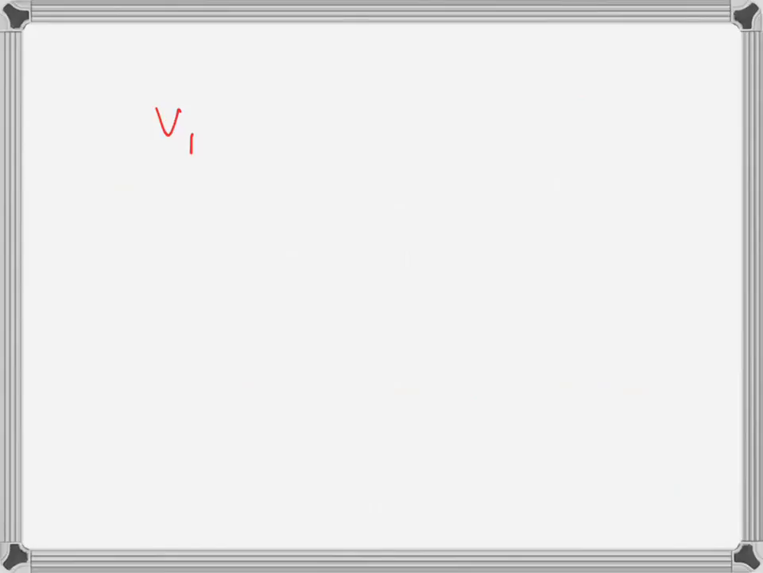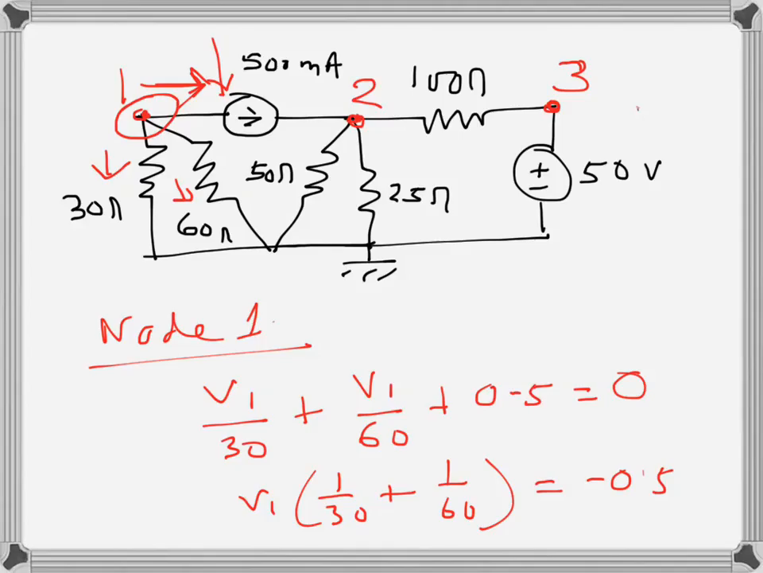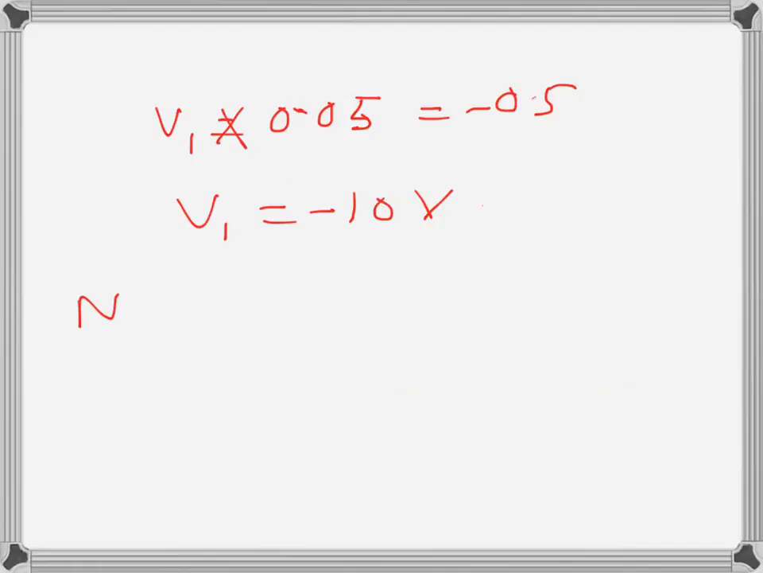So there, and it becomes times 0.049, approximately 5, and this is minus 0.5. So the voltage becomes minus 10 volts. That's V1. Now we write the nodal equation for node 2.